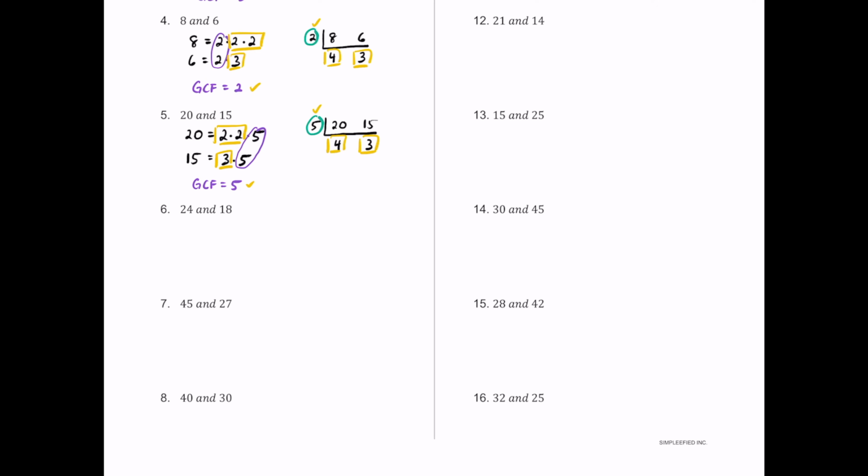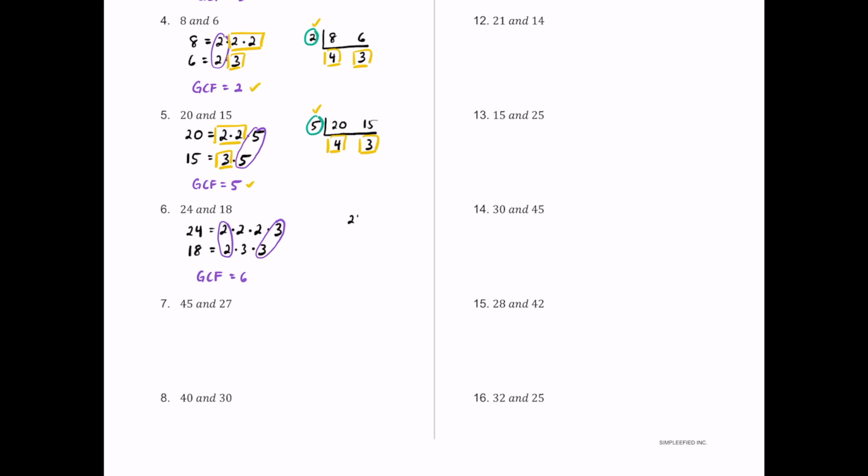For number 6, we have 24 and 18. For 24, we know that's going to be 2 times 2 times 2 times 3. And for 18, we're going to have 2 times 3 times 3. And we've already used 18 earlier, so hopefully that prime factorization matches the one we did earlier. Now, they do have a 2 in common as a prime factor as well as a 3. So what is 2 times 3? That's equal to 6. So the greatest common factor for 18 and 24 is going to be 6.